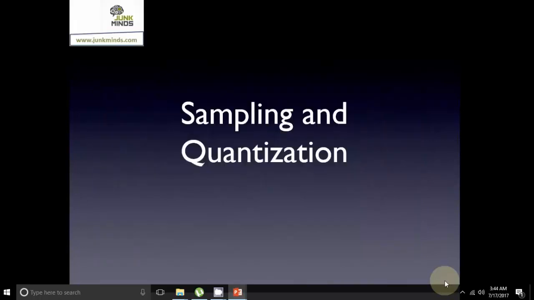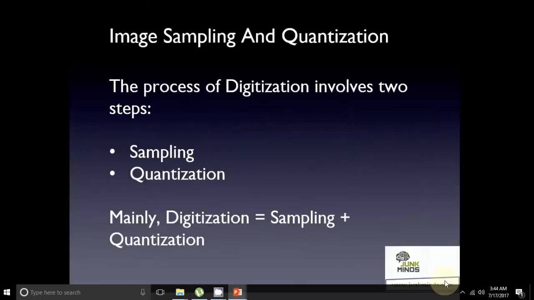In this session, we'll be mainly focusing on what is sampling and quantization. Now, when we talk about image sampling and quantization, the word digitization comes into picture. The process of digitization involves mainly two different steps, sampling and quantization. Mainly, digitization is sampling plus quantization.